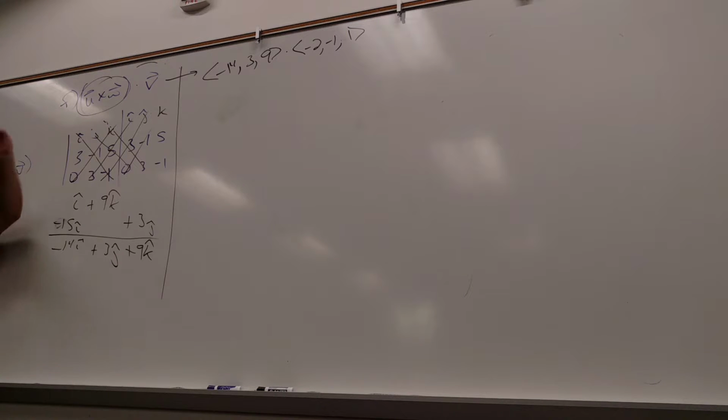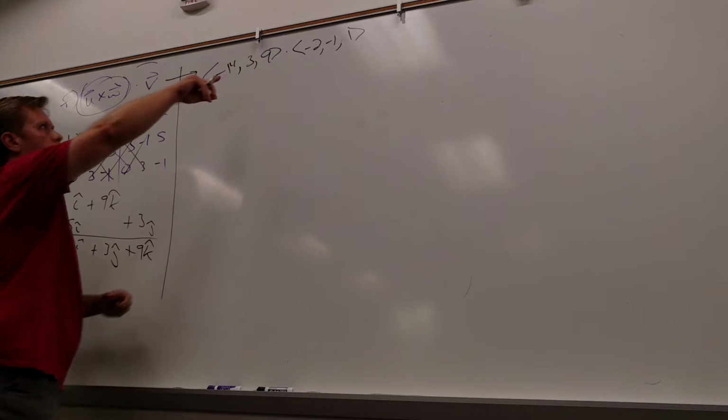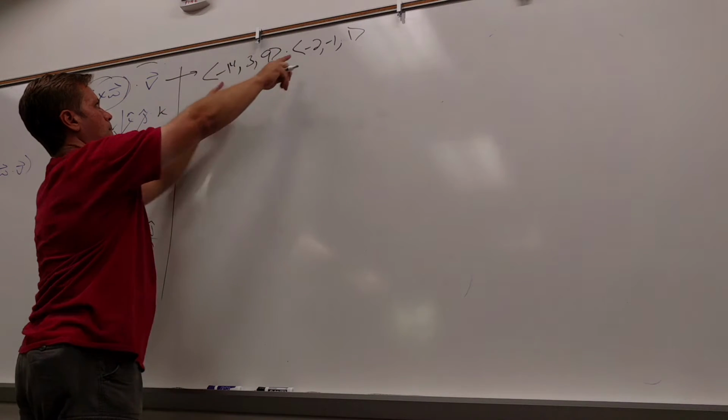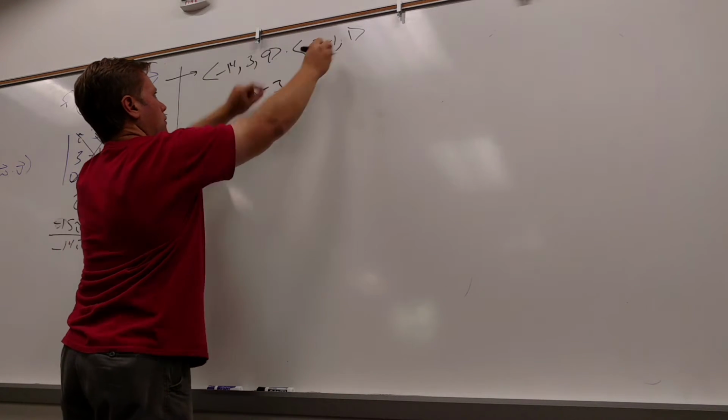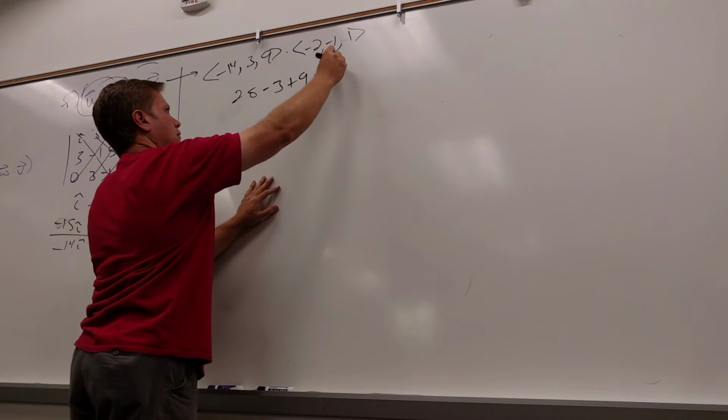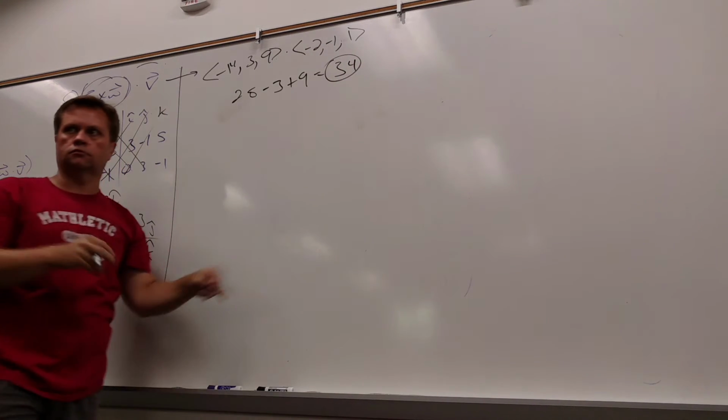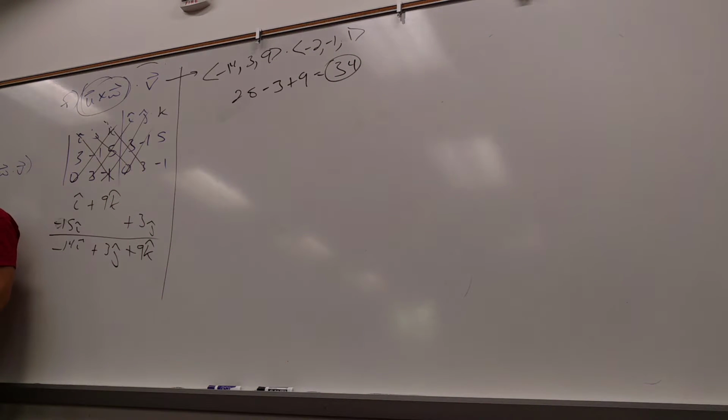Subtraction. If you want to use this shortcut, you have to understand these are positive, these are negative. And then this, of course, would just be what? 28 plus negative, minus 3 plus 9 is 34. Cool.